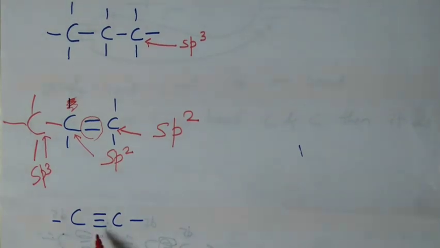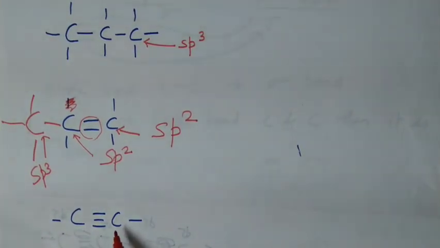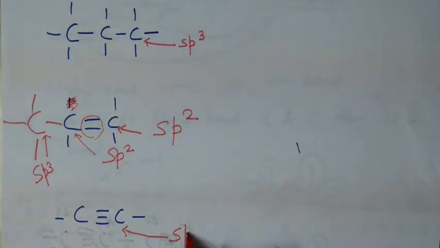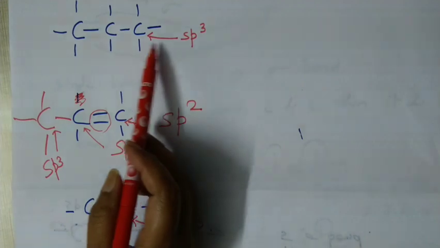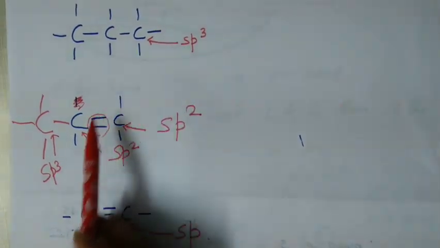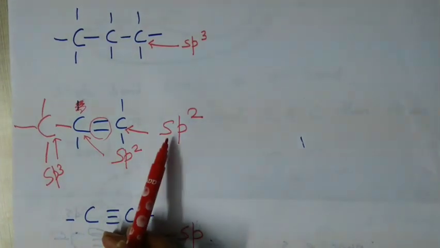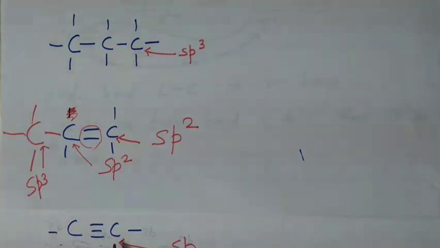Coming to the third one. If you have carbon-carbon triple bond, if you have 3 bonds between carbon and carbon, then the carbon is said to be sp hybridized. Okay, you need to remember this. If you have carbon-carbon single bond, then it is sp3. If you have carbon-carbon double bond attached to the carbon, then it is sp2. If you have carbon-carbon triple bond attached to the carbon, then it is sp hybridized.